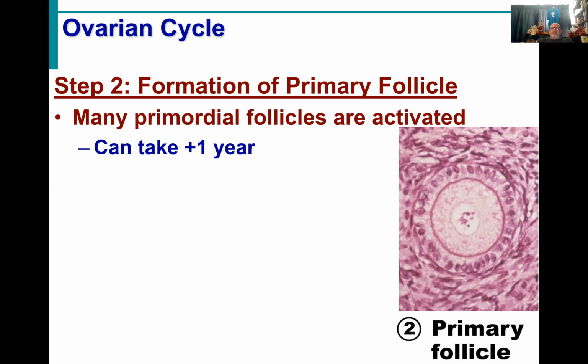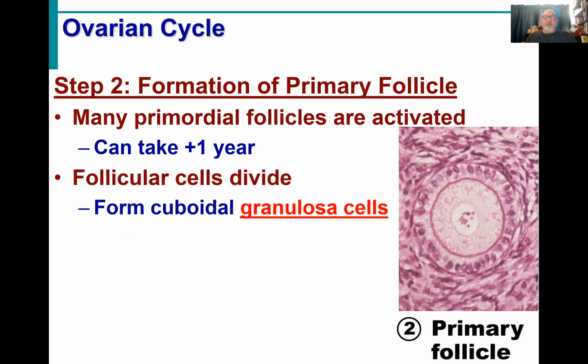And again, as we talked about, this slow development of many of our primordial follicles can take over a year to get to the primary state. So at any one time, a female may have dozens of these primordial follicles that are slowly maturing towards the primary state. But once they reach this primary state, they now have mature granulosa cells around them.